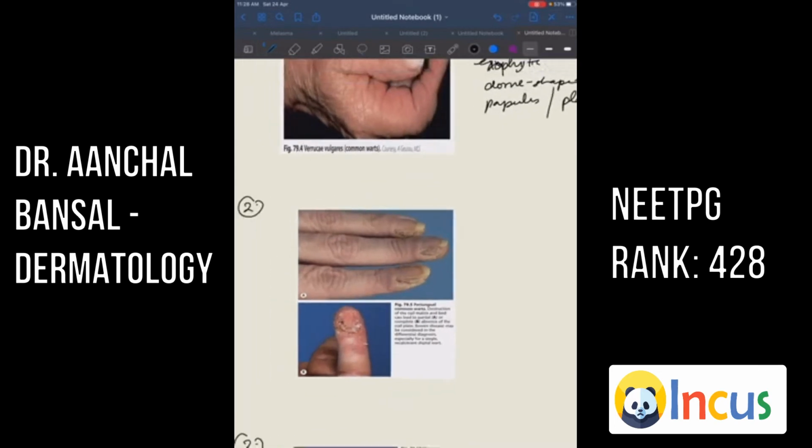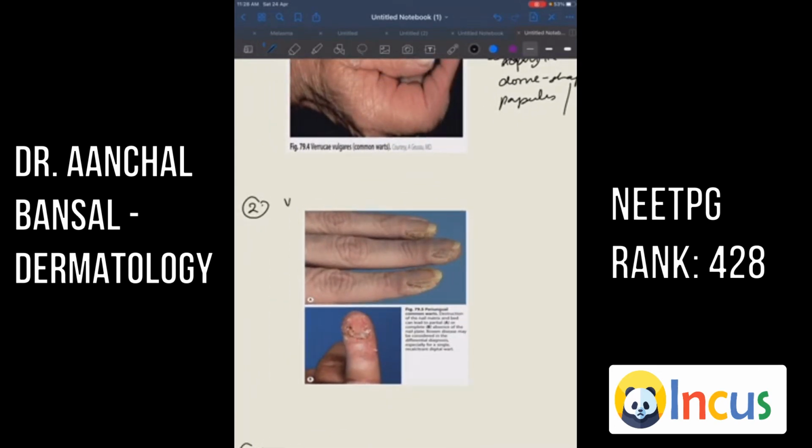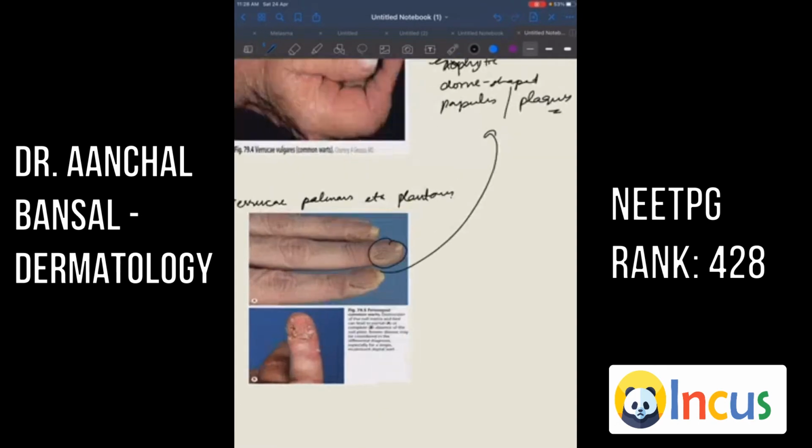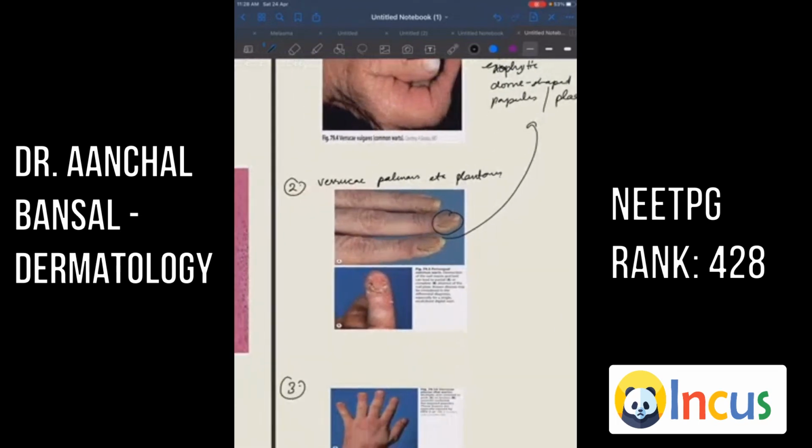Similarly, in the second picture we are seeing verrucae palmaris et plantaris. These are palmar or plantar warts. These also have a similar presentation. These are hyperkeratotic, exophytic, dome-shaped, and can lead to formation of papules or plaques.